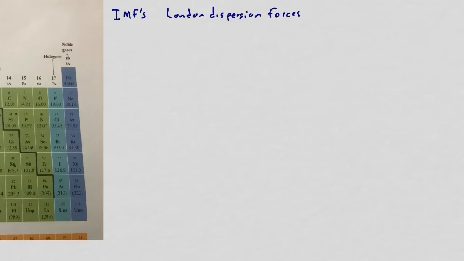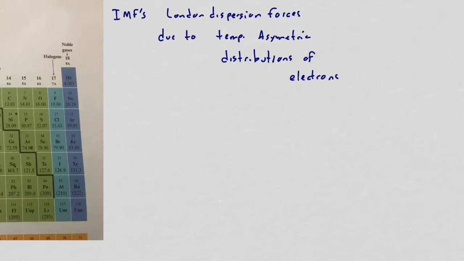Now, London dispersion forces are due to temporary asymmetric distributions of electrons slash charge. Excuse me.